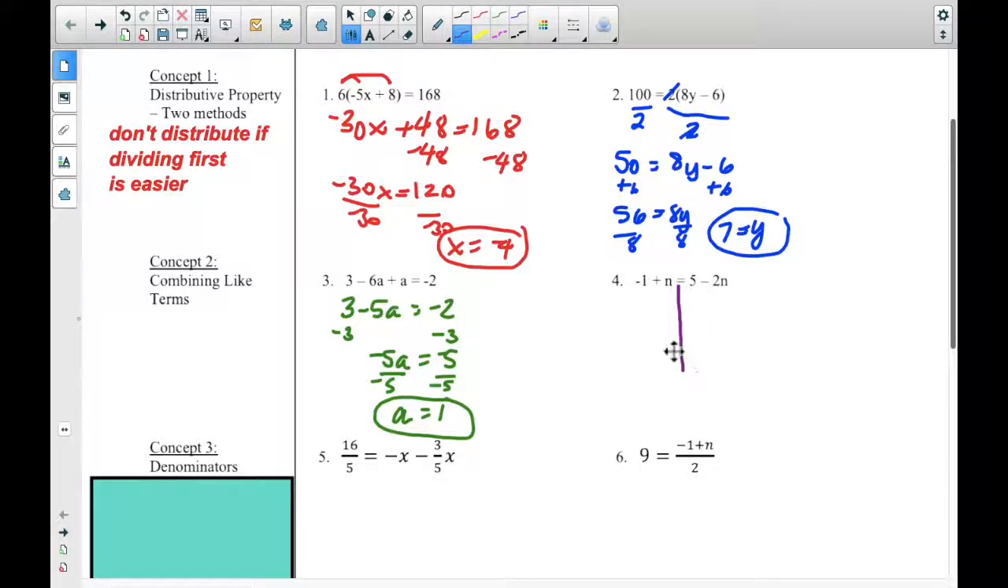On number 4, some of you learned this method when you were younger of drawing a line down from your equal side. I'm just going to do that on this one just to emphasize the fact that there's an n on the left and there's an n on the right, and we just have to remember that.